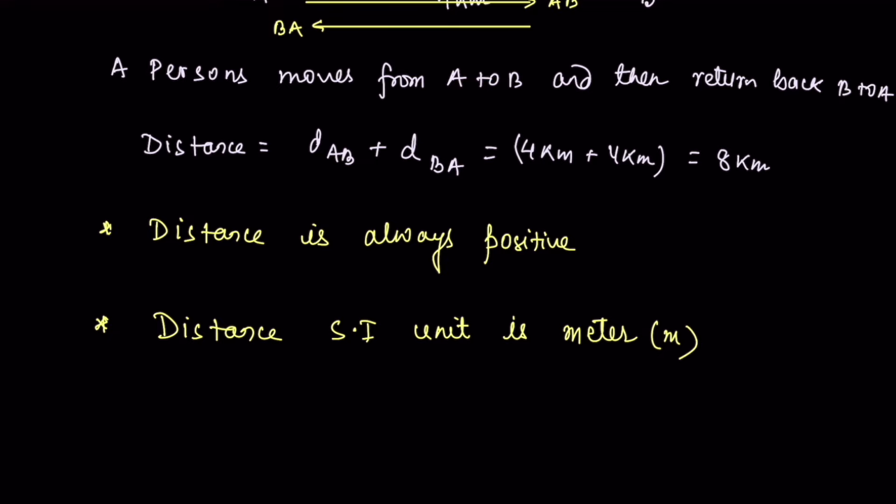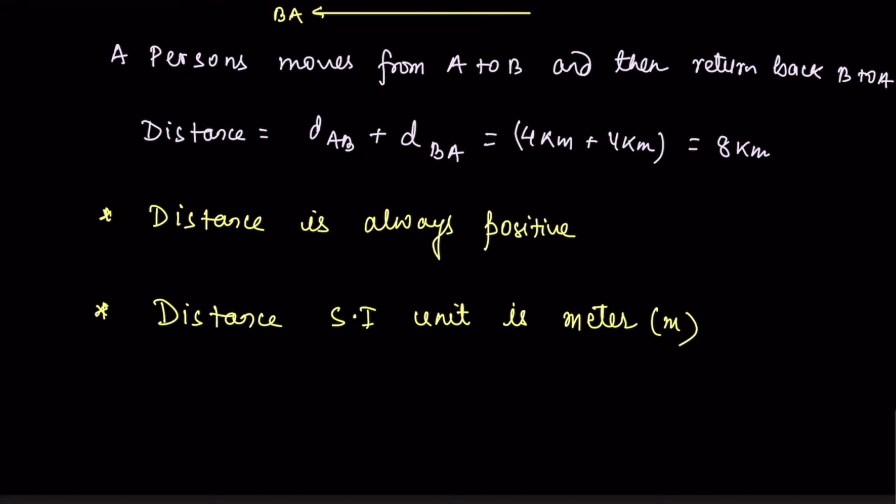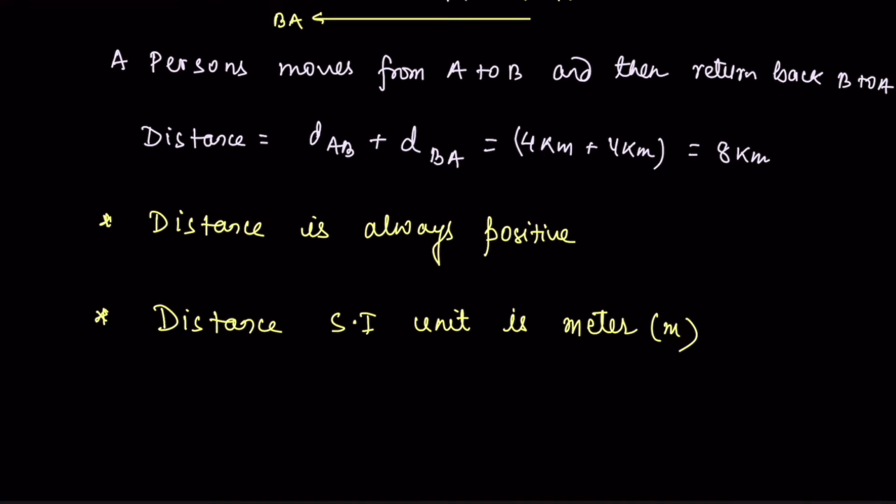So length has many units: centimeter, kilometer, millimeter, but the SI unit is the standard unit, which is always considered as meter. So these are a few points about distance. Now if we understand displacement, then we can summarize the difference between distance and displacement.